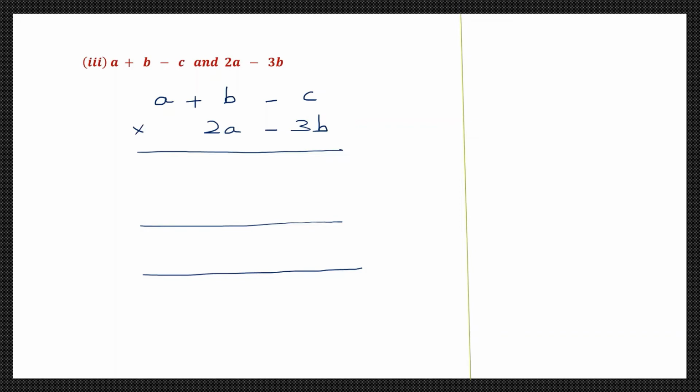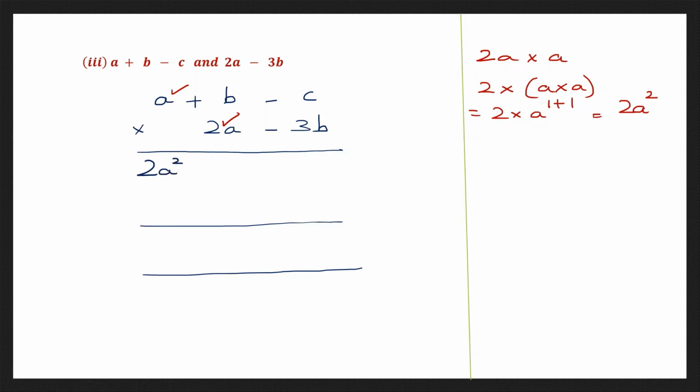Question 3, we have a plus b minus c into 2a minus 3b. So first let's multiply 2a into a. So 2a into a, that is 2 into a, which is 2 into a to the power of 1 plus 1. So that is 2a to the power of 2, which is 2a square. So now that we've finished with a, let's multiply 2a into b. So 2a into b will be 2 into a into b, which is 2ab. So let's write that plus 2ab.